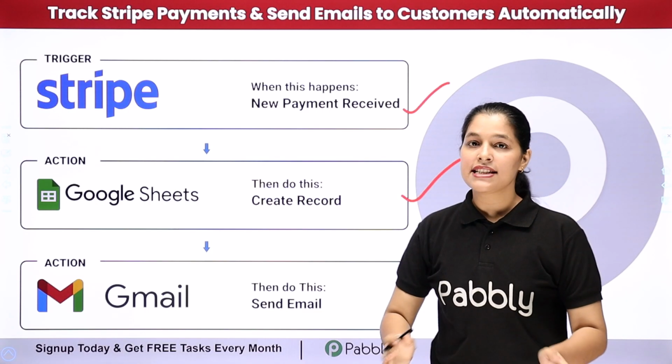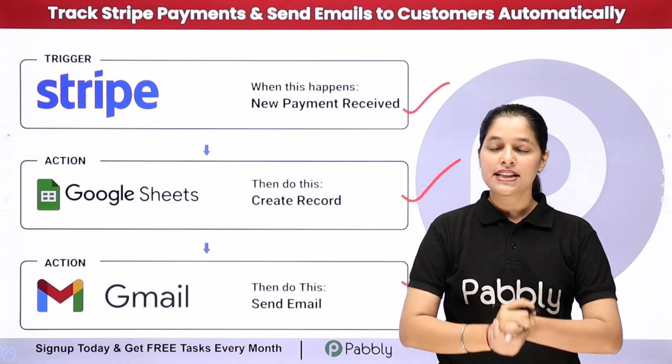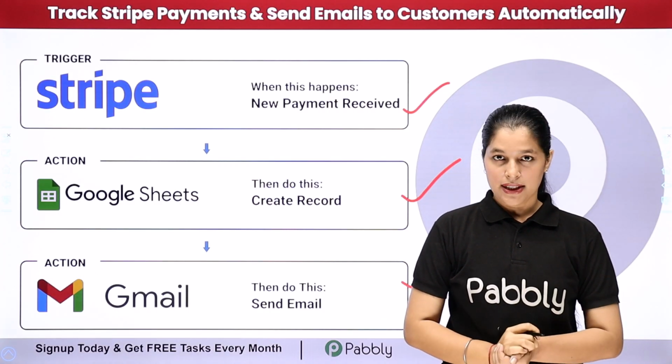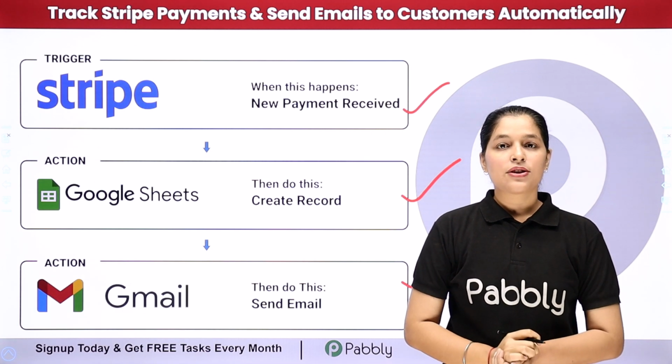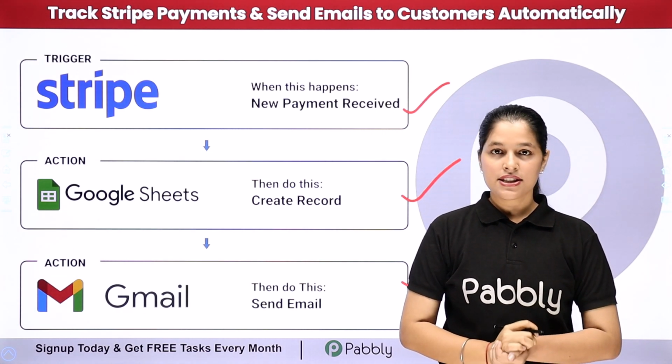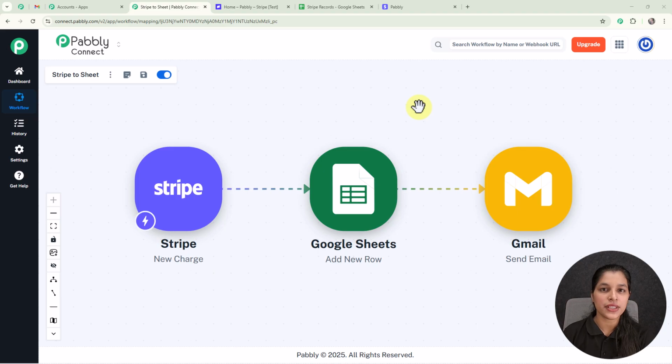For building this integration, I am going to use an amazing automation tool, that is Pabbly Connect. So if you also want to build this automation, then let me take you towards my screen. Welcome to my screen. In this video, I am going to show you how you can add Stripe order details to the Google Sheet and send thank you emails via Gmail.